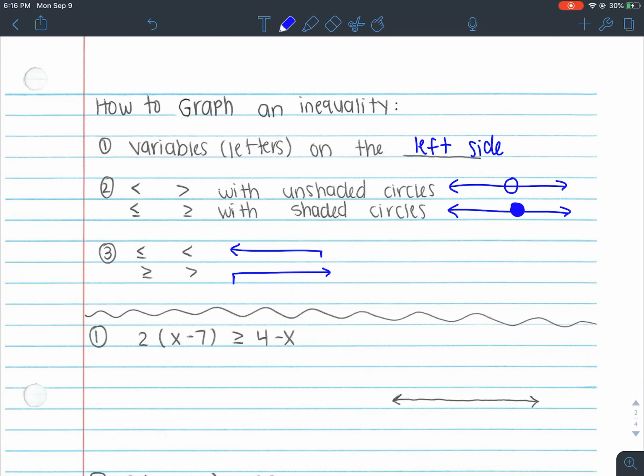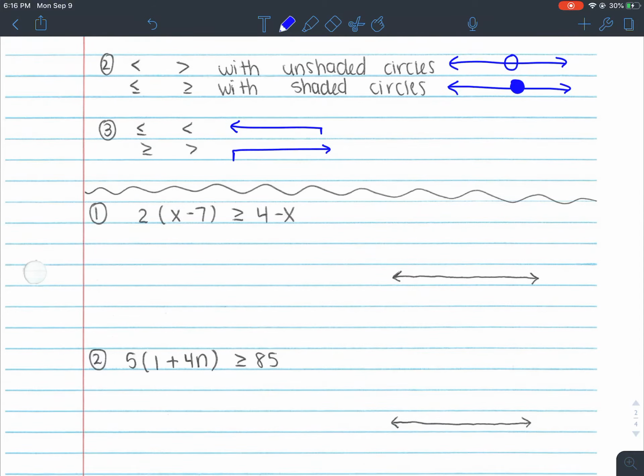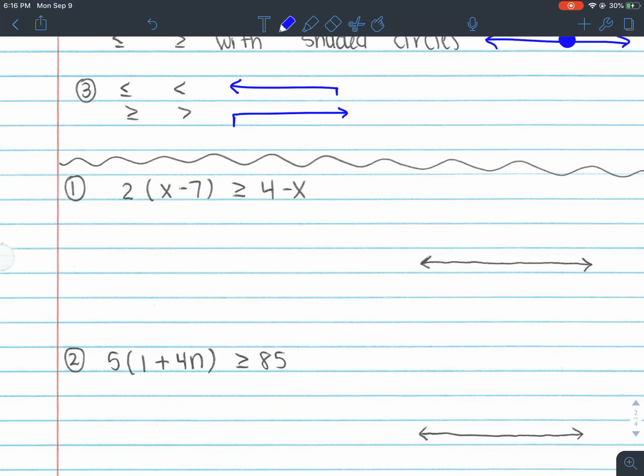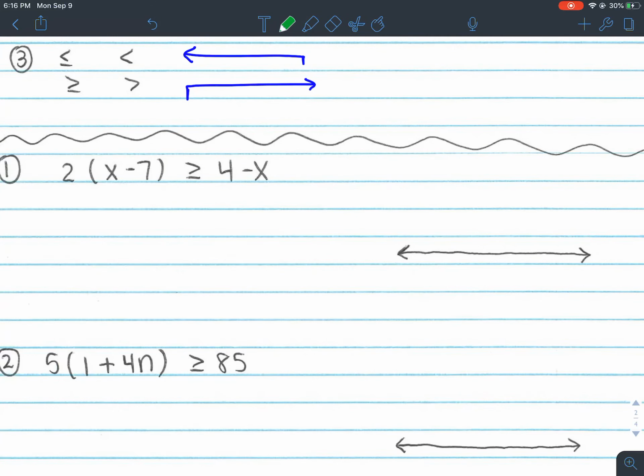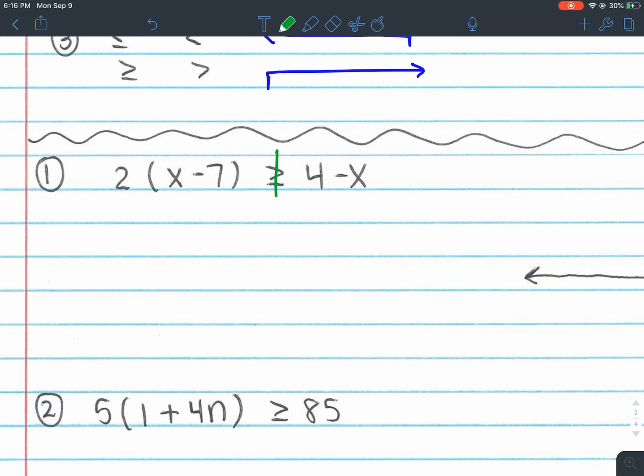And we'll see this in action later on with the next 5 examples. So going into number 1, I have 2 times x minus 7 is greater than or equal to 4 minus x. I'm still going to use the same steps I would to solve an equation. So I'm going to draw my line down the middle. Instead of an equal sign, I just have an inequality, but I treat it the same.